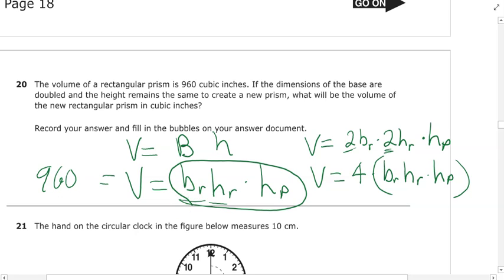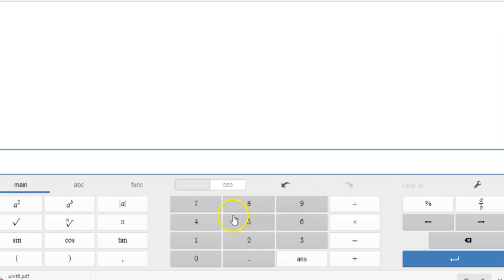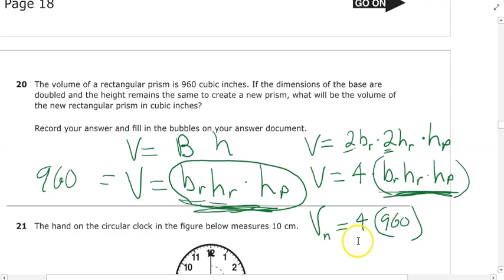So if I double the dimensions of the base, I'm going to double the base of the rectangle and the height of the rectangle, and I'll get 4 times BR times HR times height of the prism. Or this represents the original volume, the original 960. So the volume of the new prism is equal to 4 times 960. Let's check that real quick. 4 times 960 should equal 3840 for the answer on this one. So 3840 cubic inches.